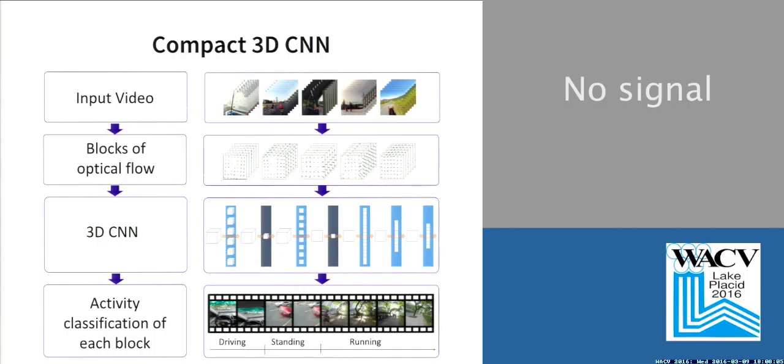Here's an overview of the pipeline. We take the video, compute sparse optical flow, and then take blocks of 60 frames, which correspond to 40 seconds, and input those into a 3D CNN. I'm not going to go into the details of the architecture here. Basically we obtain a classification for each block of optical flow, and then when we string them all together, we have the classification for the entire video.